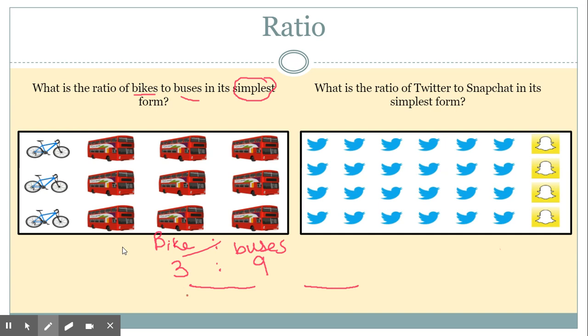3 divided by 3 is 1. 9 divided by 3 is 3. So the ratio of bikes to buses in its simplest form is 1:3.